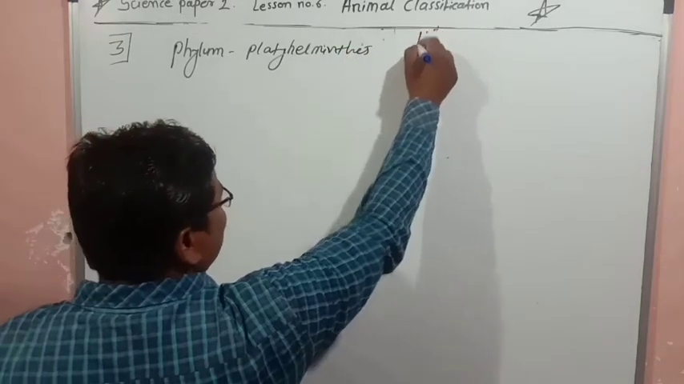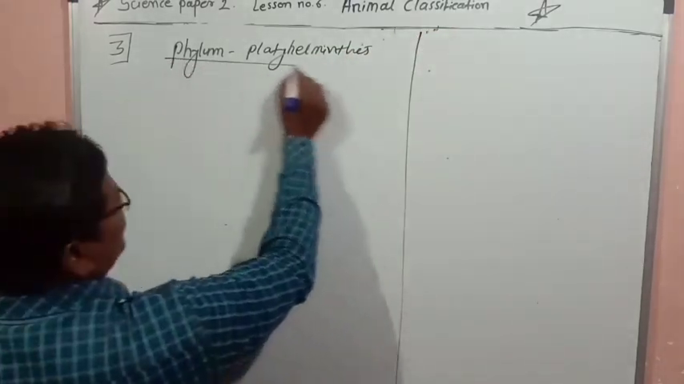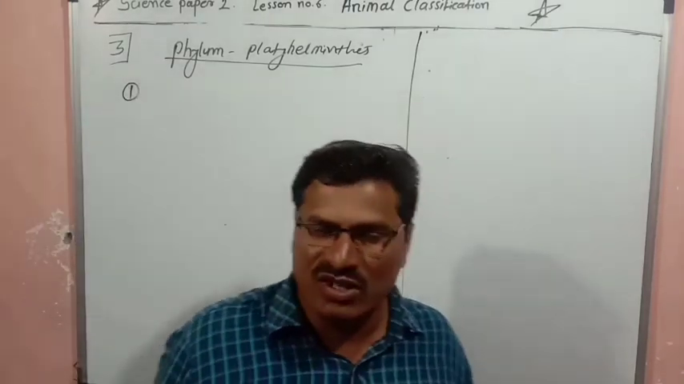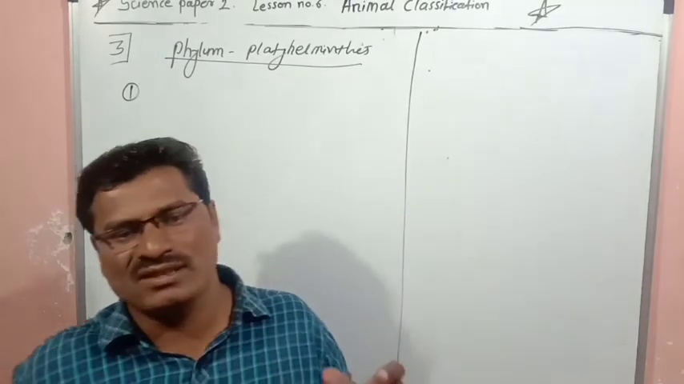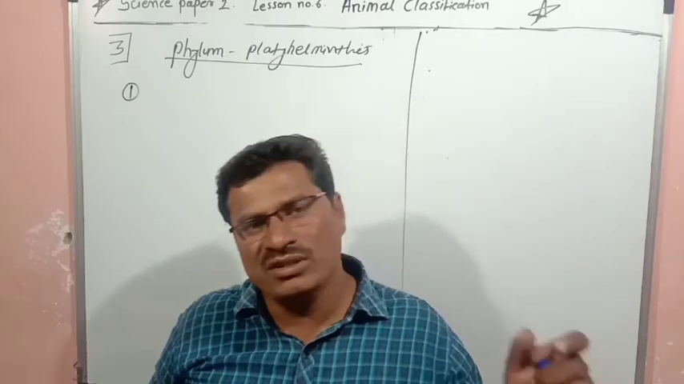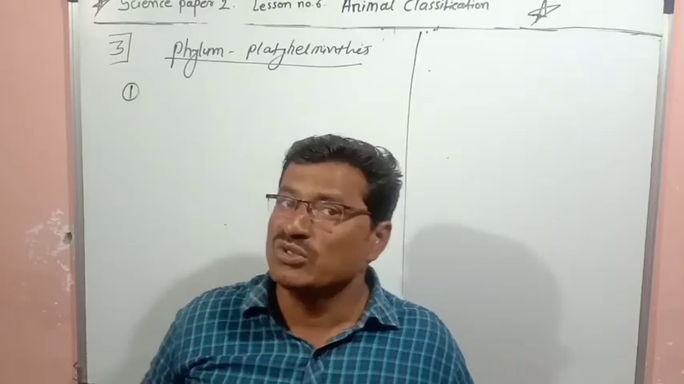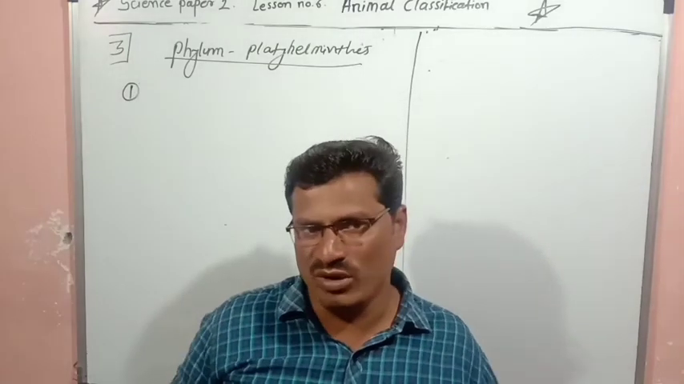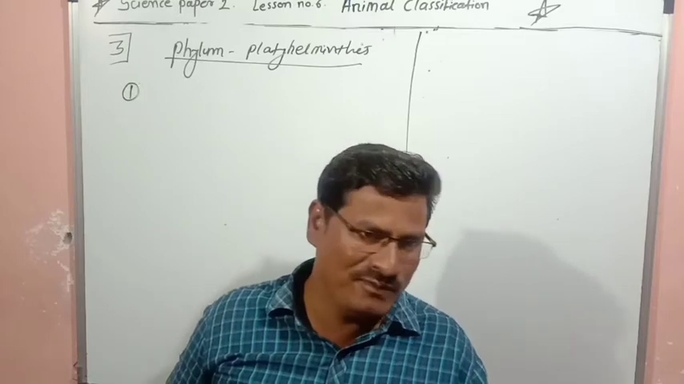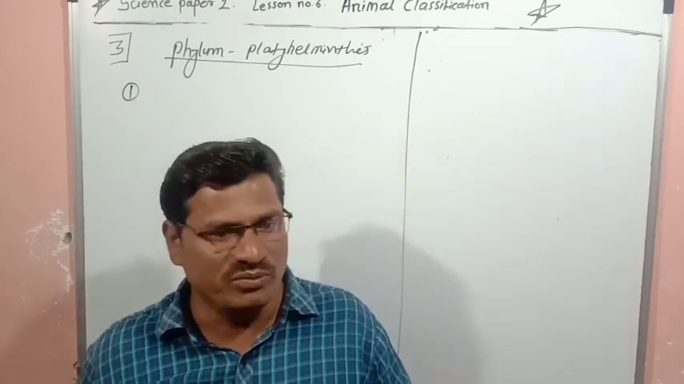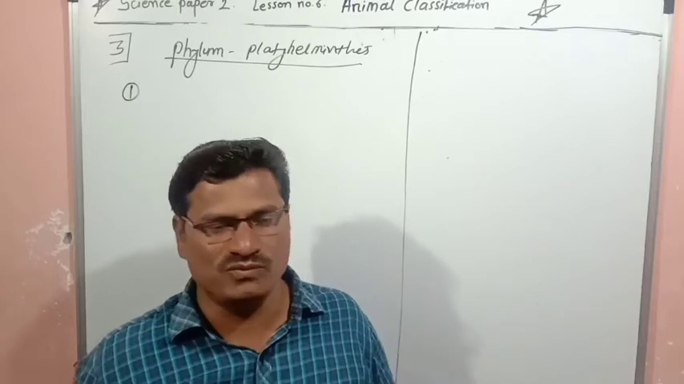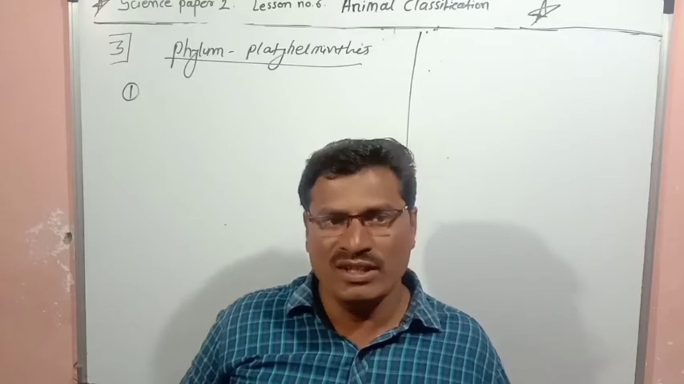What are the characteristics of Platyhelminthes? One by one we are going to study. First, the body of these animals is slender and flat like a leaf or strip, so they are called flatworms. Second, most of the animals are endoparasites. What is meant by endoparasite?